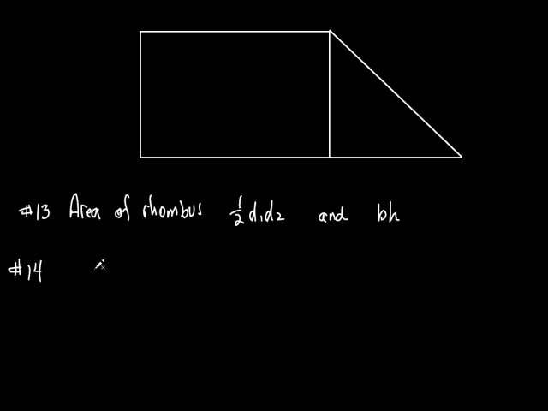14. Okay, it's another area of a rhombus problem. So 13 and 14 are area of a rhombus. Okay? I'll give you a little bit of a hint on this one. They tell you that one diagonal is twice as long as the other one.